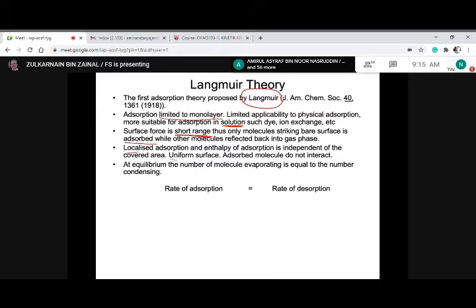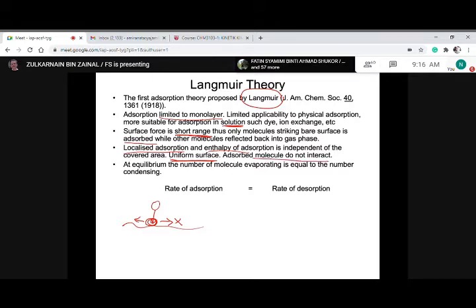And the adsorption is localized. What is meant by localized? When it is adsorbed, it will not move anywhere else. So if you have a molecule adsorbed on the surface, this molecule will not be moving elsewhere. It will stick there, right? And the enthalpy of adsorption is independent of the area covered, the surface coverage is uniform, and the adsorbed molecules do not interact with each other.